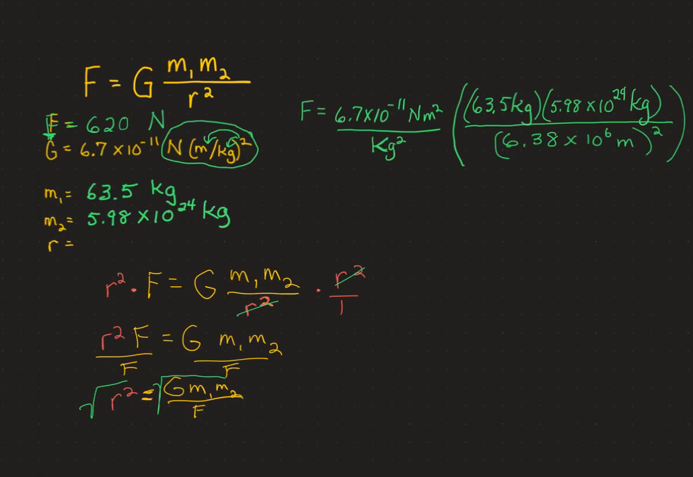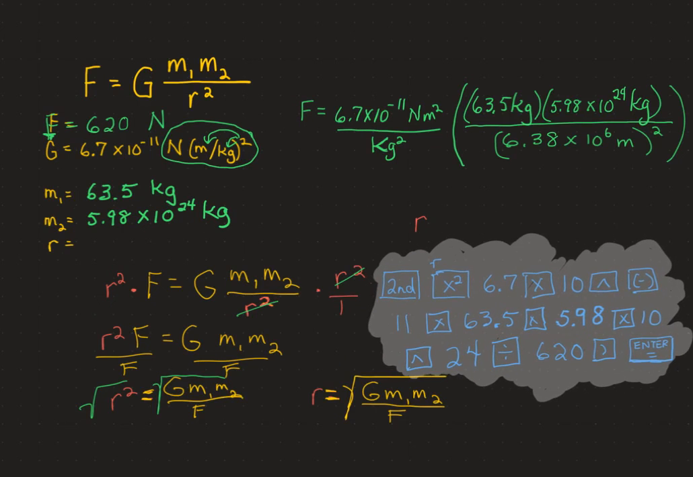So finally, we will get R equals, okay, equals is what we want. Just the R equals the square root of capital G, M sub 1, M sub 2. That's all multiplication, divided by the force. Okay, on your calculator, that's going to look a little bit different. We're going to find the distance from the center of the Earth. To put that into your calculator, though, you will need to use these directions. Please pause the video and give it a try.